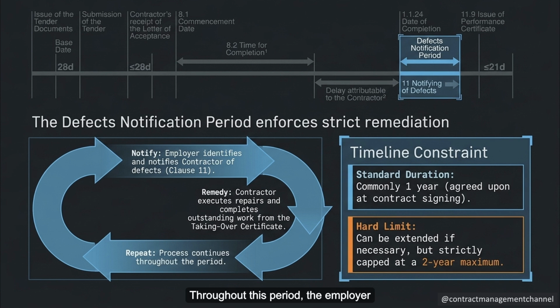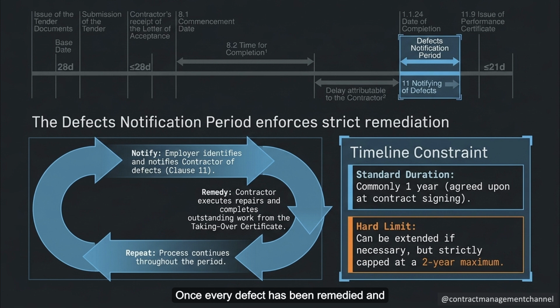Throughout this period, the employer notifies the contractor of any defects, and the contractor is responsible for completing outstanding work and fixing those defects. This period is agreed at contract signing, commonly 1 year, though it can run longer if needed. It can't, however, be extended beyond 2 years in total.